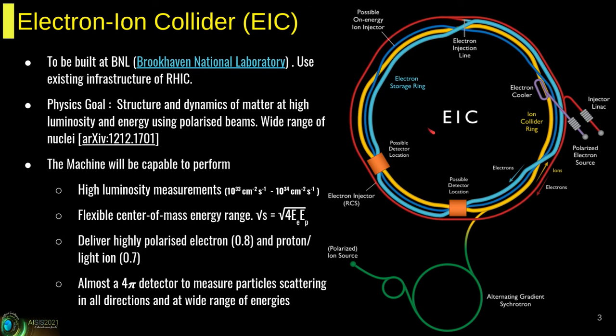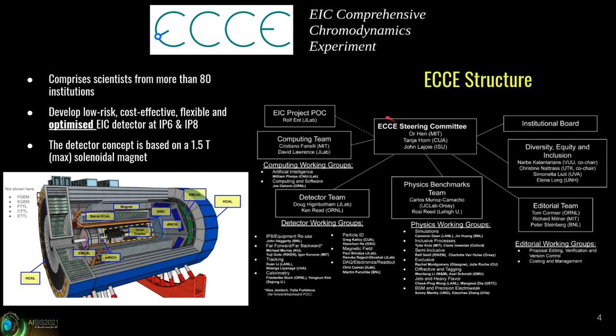the facility. In order to meet the broad expectations of the EIC physics program, ATHENA was formed. ATHENA comprises of more than 80 institutions currently. ATHENA aims to develop low risk, cost effective detectors where we consider reusing parts of detector technology wherever possible and demonstrate the performance both at IP6 and IP8 interaction points. ATHENA aims to provide the detector concept for EIC for both the interaction points using a 1.5 Tesla solenoidal magnet.